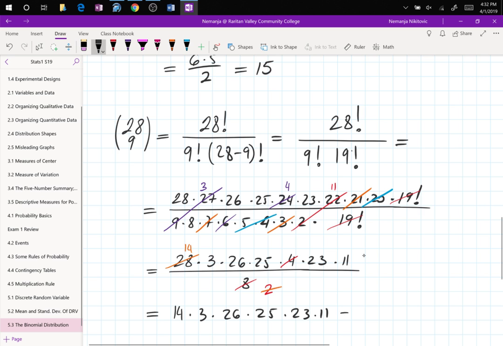We punch this in the calculator and it will give us obviously a large number, but remember that we did not have to multiply all the way from 28 to 1 and then keep dividing by these things. We canceled as much as possible and then just got these numbers. So 14 times 3 times 26 times 25 times 23 times 11.